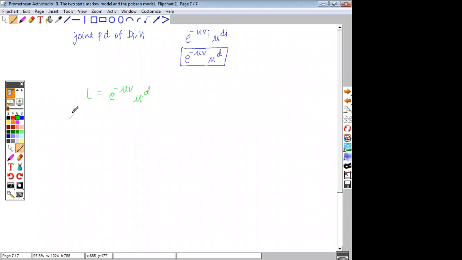And again, I know that I want to work with log L because it's easier. So what I will get here is minus mu v, and here I will get plus d log of mu.